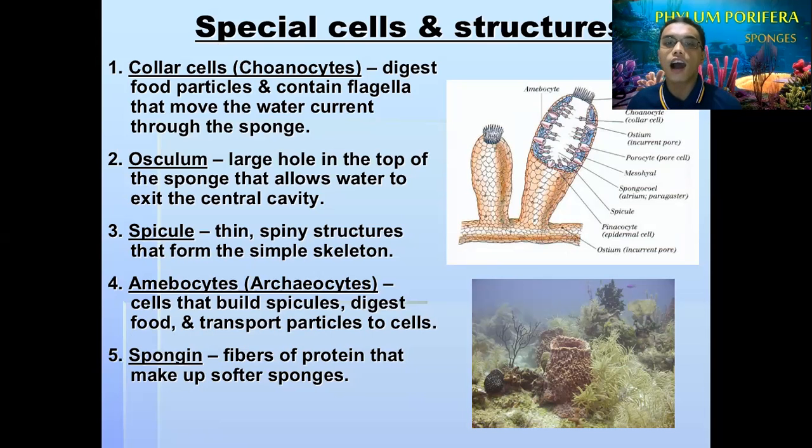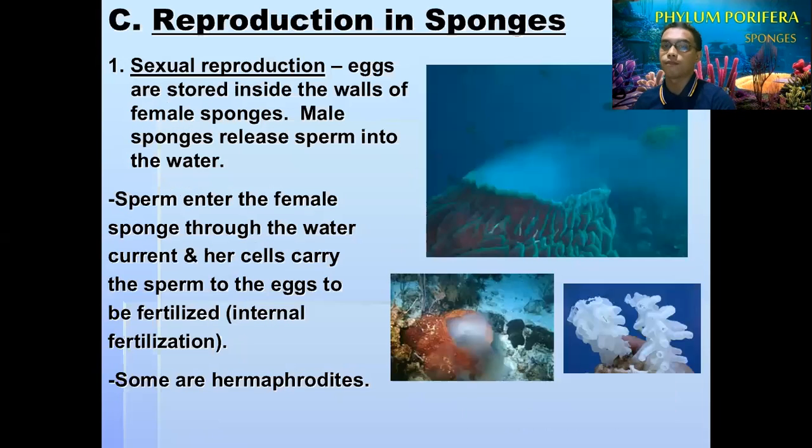Next one is amoebocytes or archaeocytes. They are the cells that build spicules, digest food, and transport particles to other cells. They are located on the outer part of the sponge. Next one is the spongin. The spongin are fibers of protein that make up softer sponges. That's why SpongeBob is so fluffy.